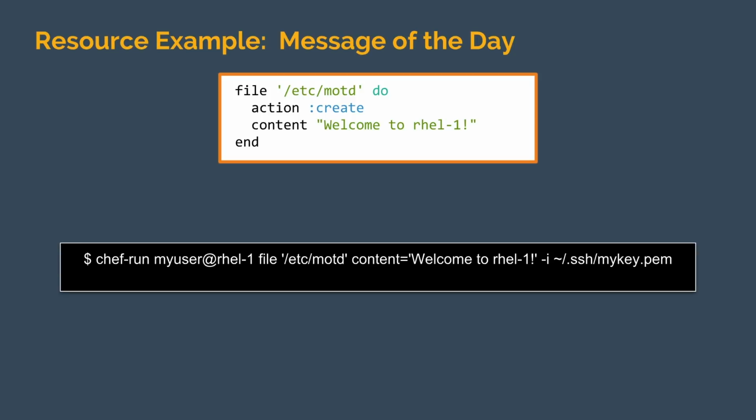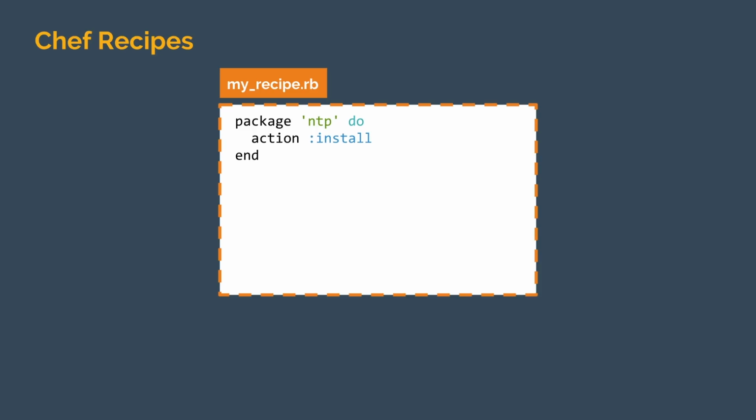Now we can apply this much the same way we did our NTP example, by creating a Chef Run task and giving it the file resource instead of the package resource. However, as we add more and more resources, executing them individually this way can become cumbersome very quickly. To assist with this, we can create a Chef recipe, which allows us to define an ordered list of resources to be executed all at once.